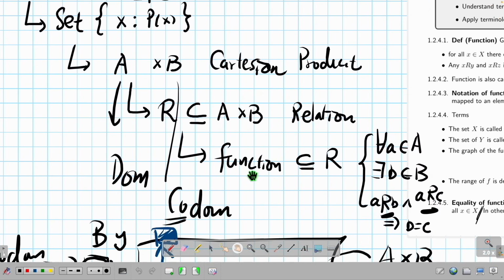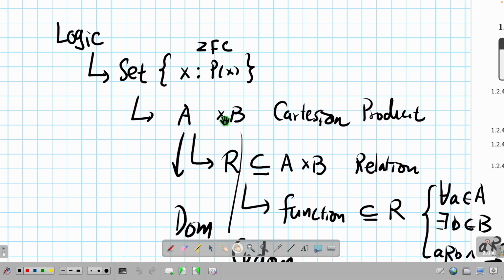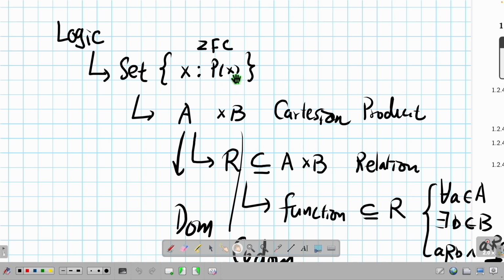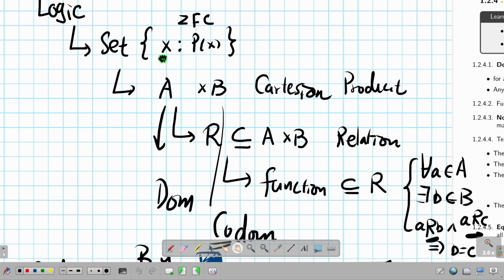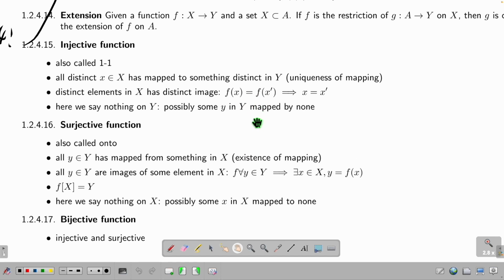So what is a function? A function is just a relationship. What's the relationship? Some special Cartesian product. What's a Cartesian product? Some set. What is a set? Some sentence is true. What's true? Logic. That's it. Now, for functions, here are 3 important things called injective, surjective, bijective, which are very important. Later on, when we talk about what is infinity, we need this.